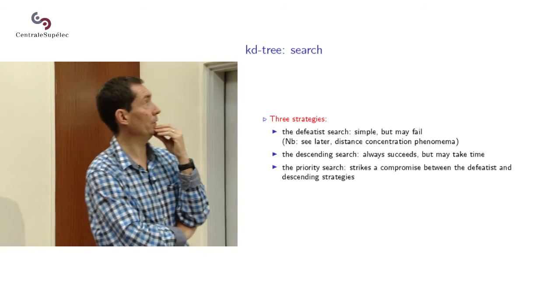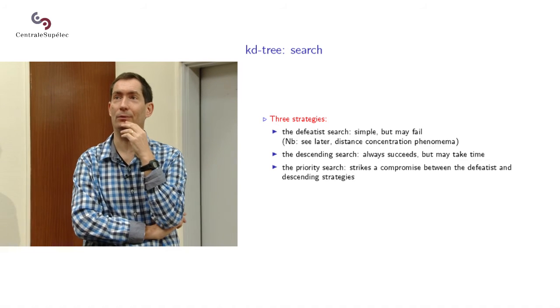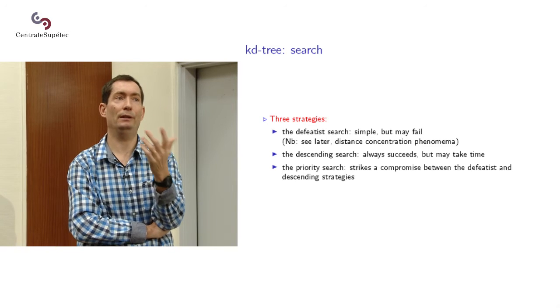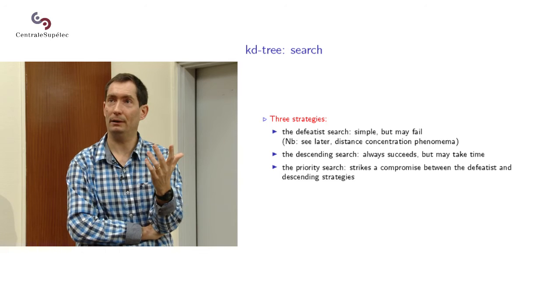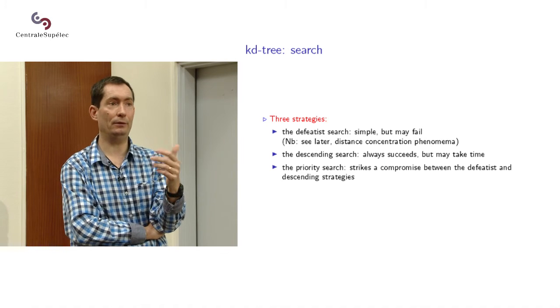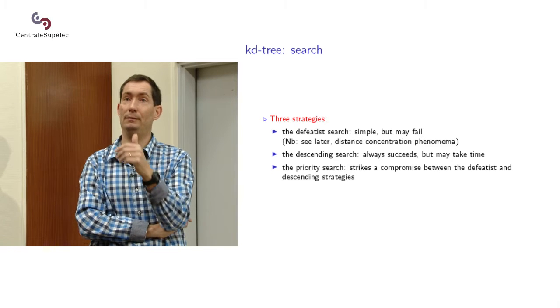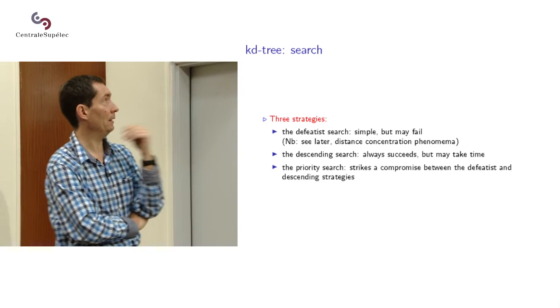And so in fact, I'll be presenting 3 strategies to do so. The first one is known as the defeatist search. You are going to understand why. In algorithms, there is this notion of greedy strategy. In a greedy strategy, you make a decision and you stick to it, right? And so the defeatist search is a greedy search strategy using KD trees. It's very simple, but it may fail, right? And so hence the other alternatives.